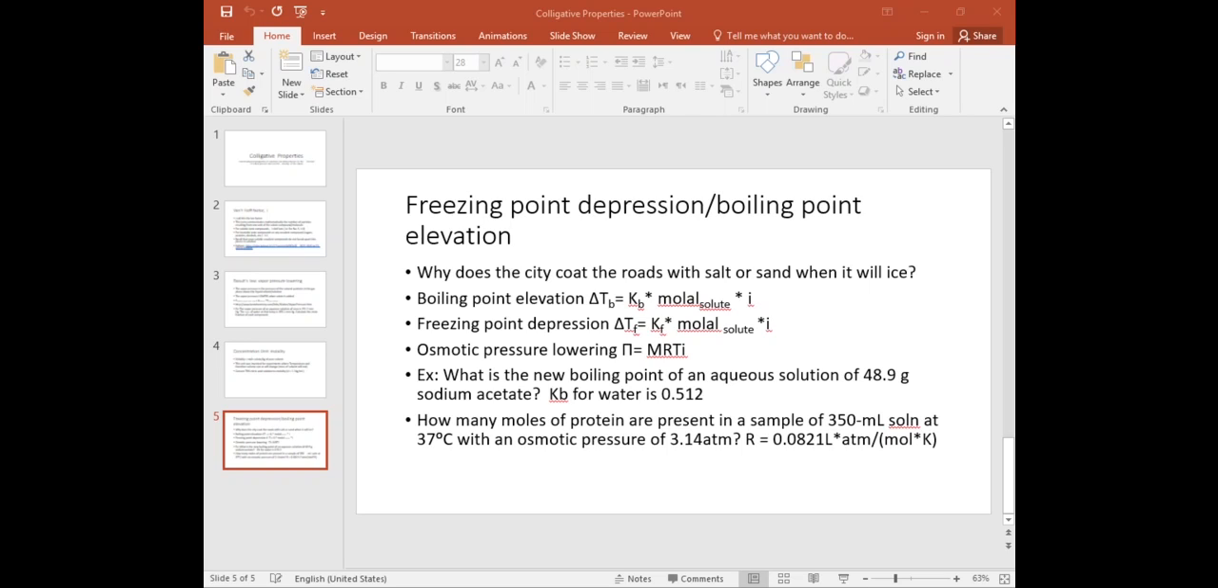I have a couple of specific examples. I didn't want to do a ton of examples here. We're going to do one. Oh, let me write osmotic pressure. This one is just from the ideal gas law. This is straight up PV equals nRT. The only thing we added was i, our ion factor.